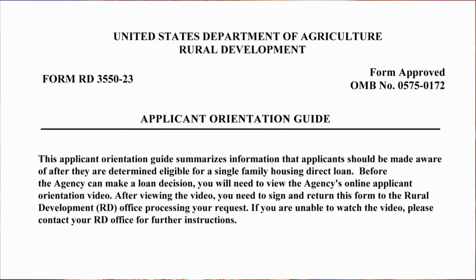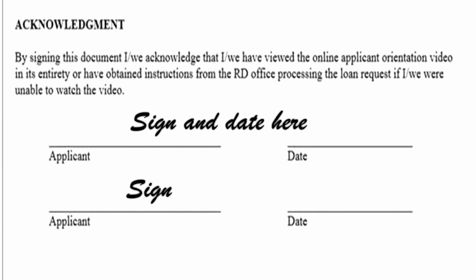This video will inform you of agency processes, procedures, requirements, and obligations before and after closing of a single-family housing direct loan. At the end of the video, you will be required to sign Form RD 3550-23 and return it to the RD office processing your request, which will indicate you have reviewed this video in its entirety. If you need assistance with viewing or completing any part of this guide or video, please contact the RD office processing your request.